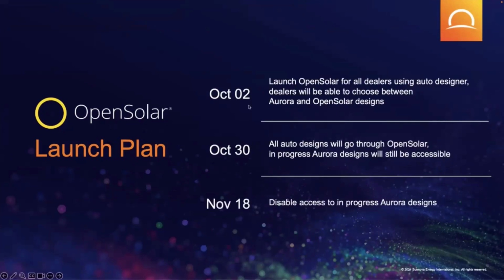Now, some important key dates to note. All of you should have access to Open Solar as of today. Open Solar did launch on October 2nd. Between now and October 30th, you all will have the option of utilizing either Open Solar or Aurora as your design platform operating in the background. So you still have access to create designs in Aurora. If you're having any issues currently with creating your current design in Open Solar, feel free to utilize the Aurora designs until the 30th.